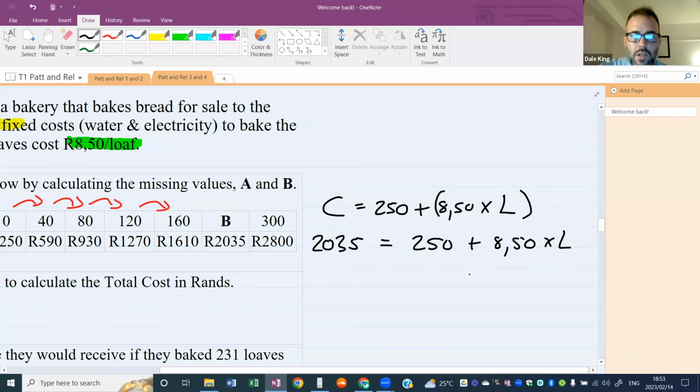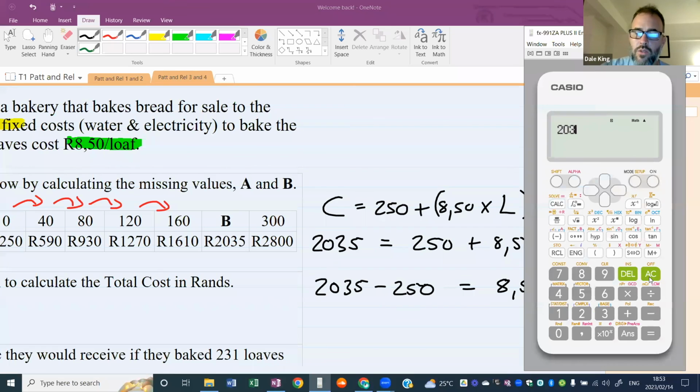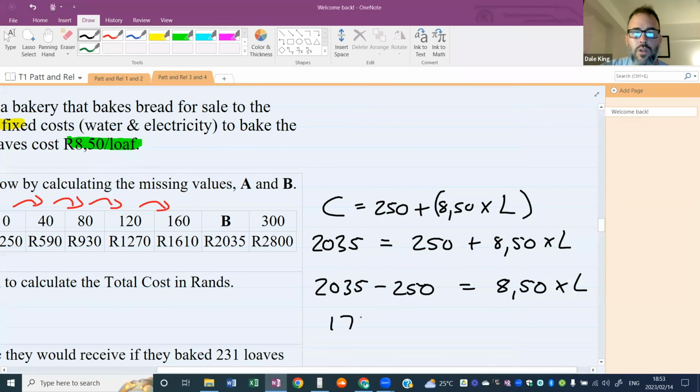All right. So the first thing I'm going to do is get rid of this 250 Rand. I'm going to take it away from the right-hand side of the equation and move it to the left. So we're going to first subtract 250 from our cost. And this will give us 8 Rand 50 times the number of loaves. Let me do that on the calculator. So 2035 minus 250. That's 1785. So if we remove the fixed cost, we get 1785 for the number of loaves, and each one is 8 Rand 50.